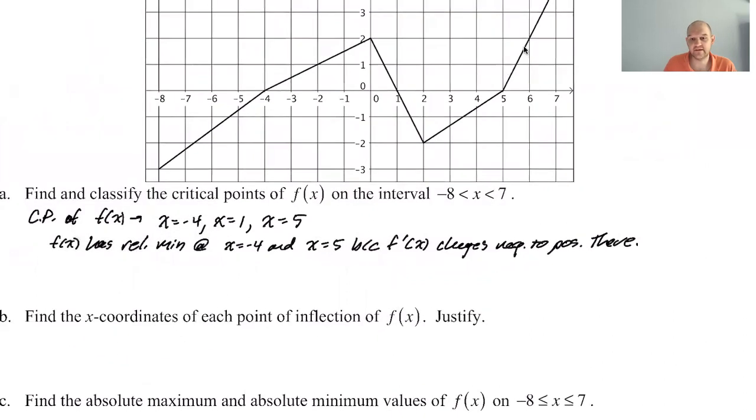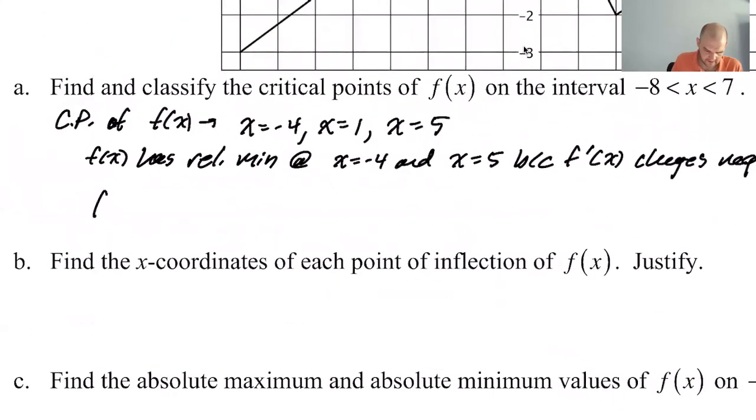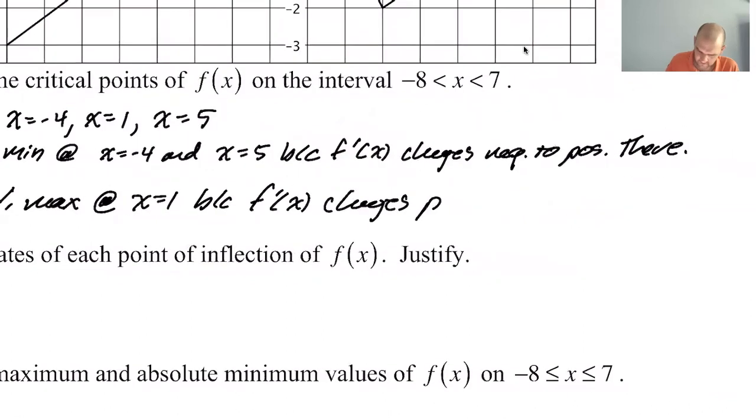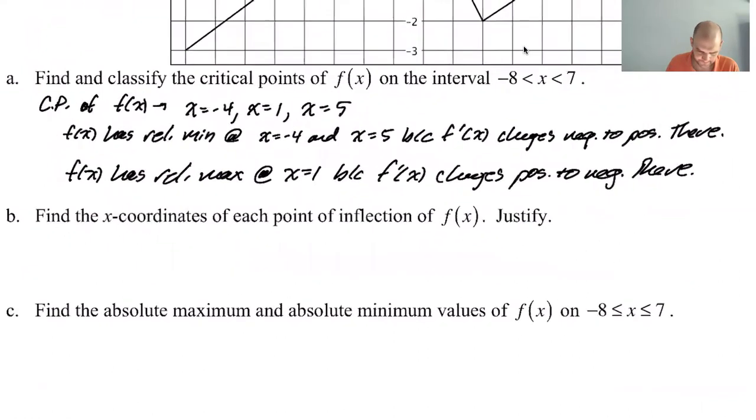Okay, and then at x equals 1, f prime changes positive to negative, so that'll be a relative maximum. So let's write that. F of x has relative maximum at x equals 1 because f prime, so this should feel very familiar, changes positive to negative there. You've been doing it for a long time at this point. Honestly, if you were in math analysis, you've been doing this since like late May of the year you took math analysis, so like last year probably.